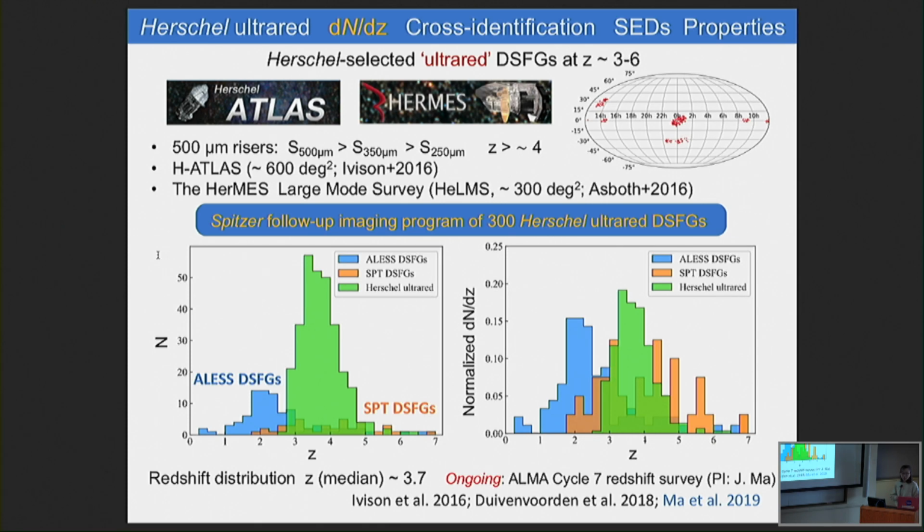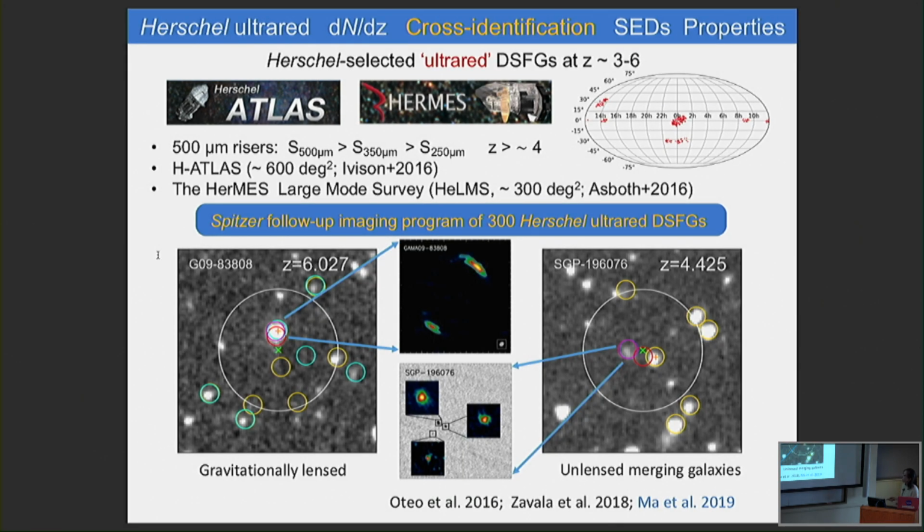This is still ongoing. Before this survey, my collaborators had already obtained spectroscopic redshifts for 12 individual sources. Here's an example of a gravitationally lensed ultra-red source at redshift 6.0. The background image is Spitzer IRAC, but what you mostly see here is from the foreground lensing galaxy. And the ALMA image shows the lensing arcs of the background SMG. On the right, this is an example of unlensed merging galaxies where the 2 major merger components are detected in IRAC. So we have obtained multi-wavelength data, including high-resolution interferometry data.